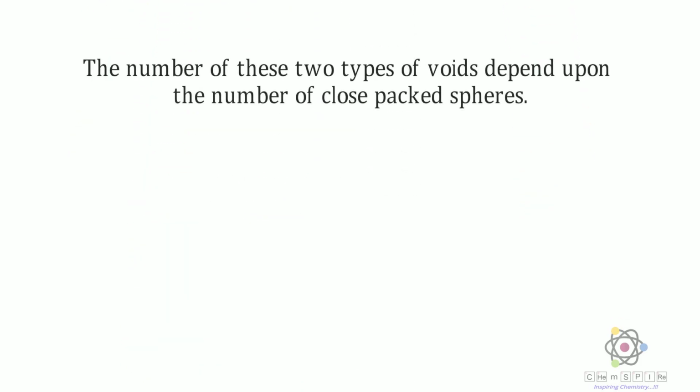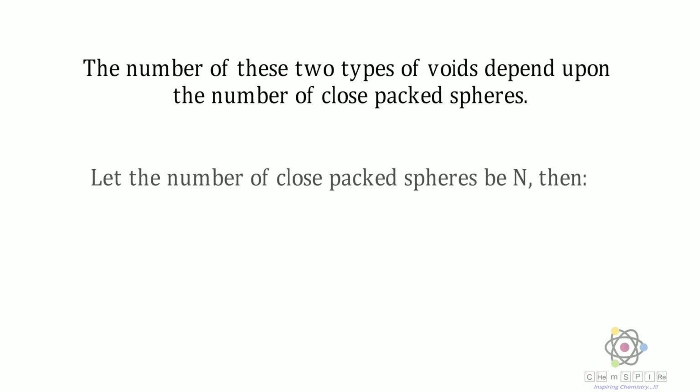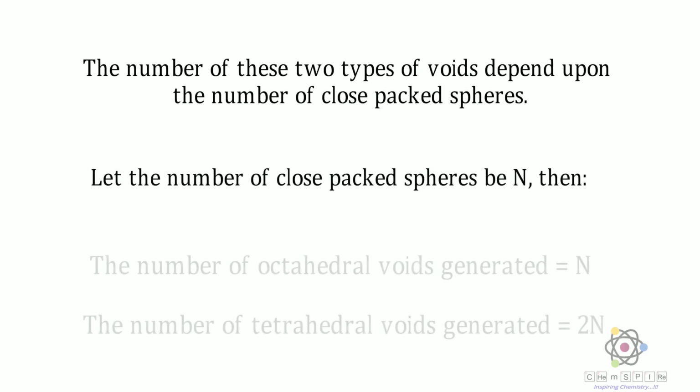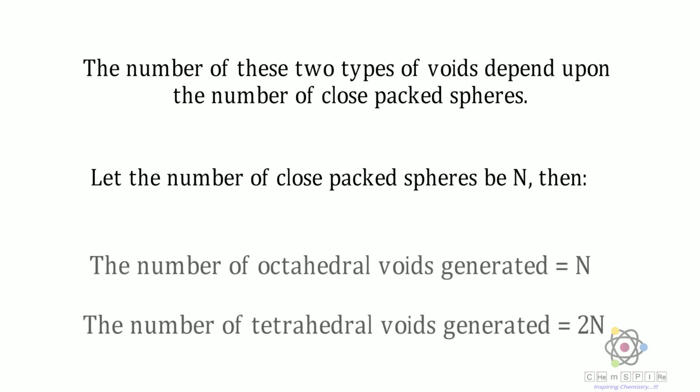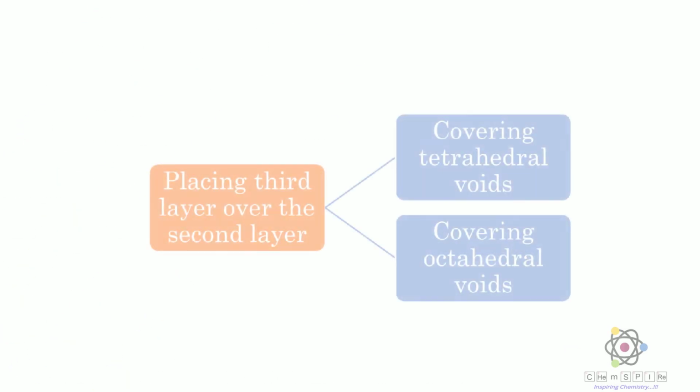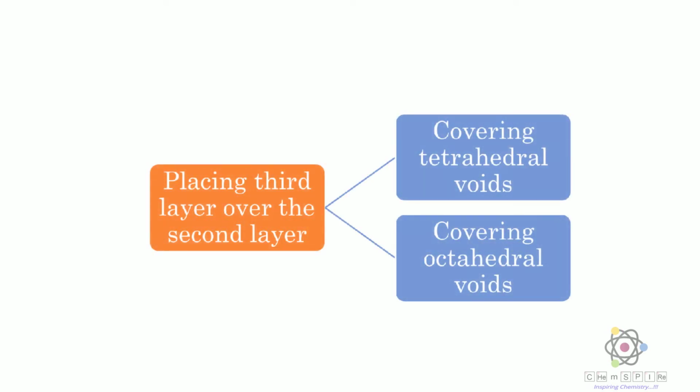The number of these two types of voids depends upon the number of close packed spheres. Let the number of close packed spheres be n, then the number of octahedral voids generated is n, and the number of tetrahedral voids generated is 2n. Now let's place a third layer over the second layer. Here, two types of arrangements are possible: covering tetrahedral voids and covering octahedral voids.